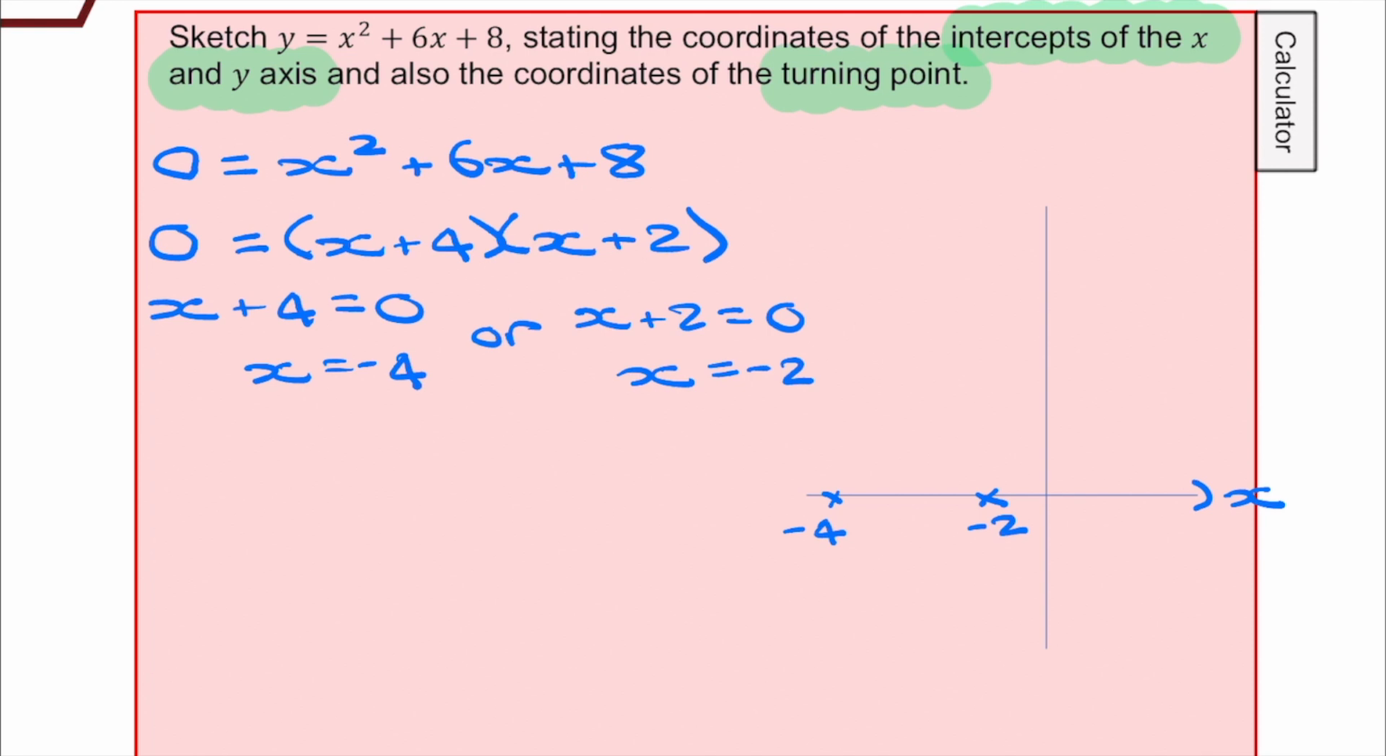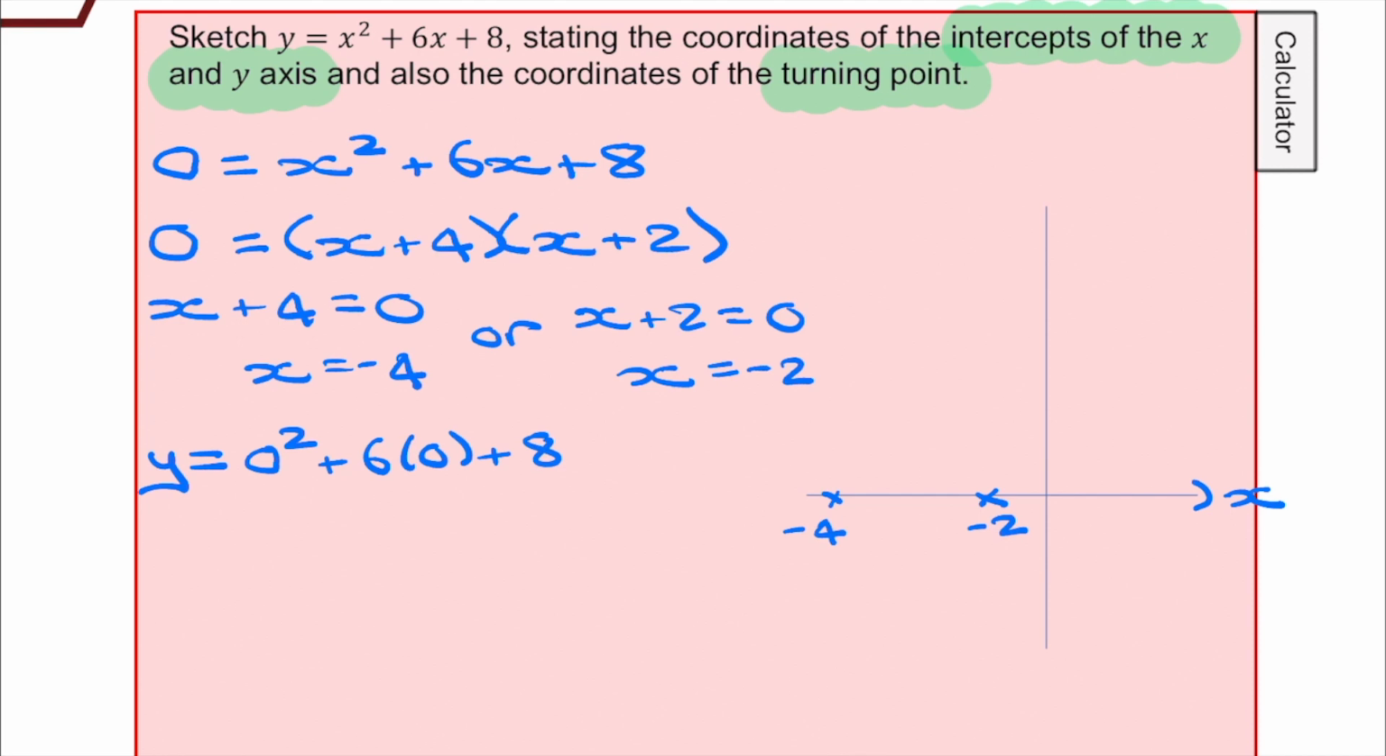To get the intercept with the y-axis, it's a little bit easier. Similar to how you find your x-intercepts, we said to make y equal to 0. Same idea if you want to do the inverse. If you want to find where something crosses your y-axis, you just let your x-coordinate become 0. So let's do that in the original equation. If I let my x-coordinate become 0, I'm going to get 0 squared plus 6 lots of 0 plus 8. Same idea as before.